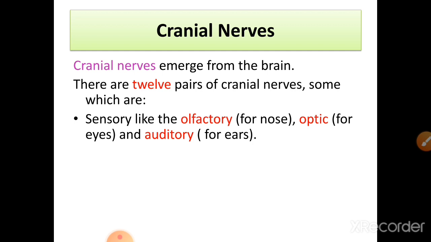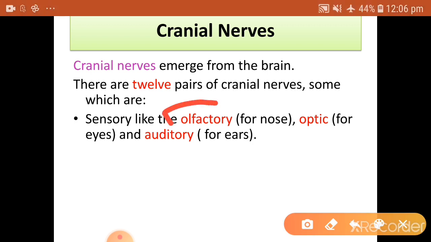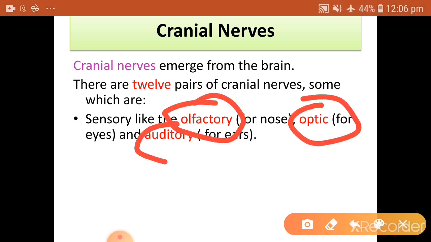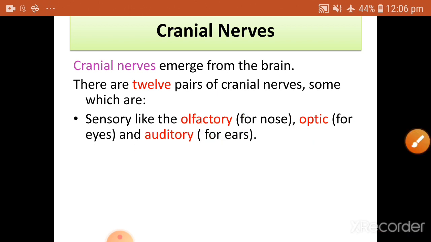Alright, so we have olfactory. Olfactory is the nerve which comes from the brain to the nose. It connects the brain to the nose. Optic, so the optic nerve connects the eyes and the brain. And auditory, the brain and the ears. So there are 12 pairs, but you just remember these three: olfactory, optic and auditory. When you go to higher classes, then you will remember all the other pairs of nerves.